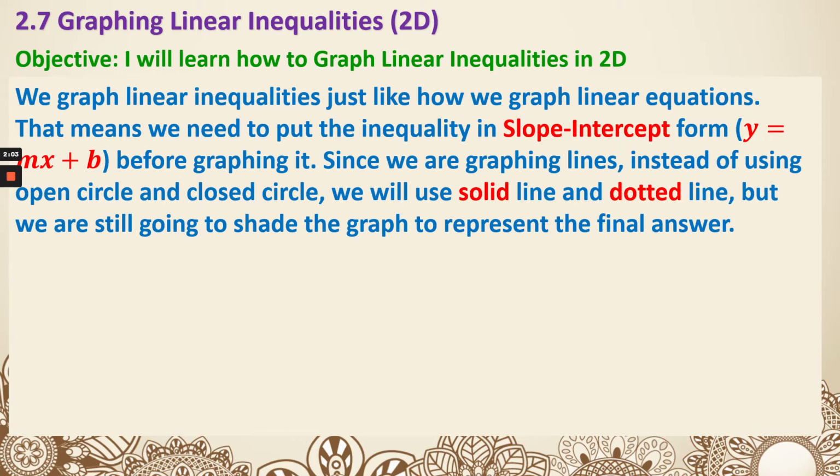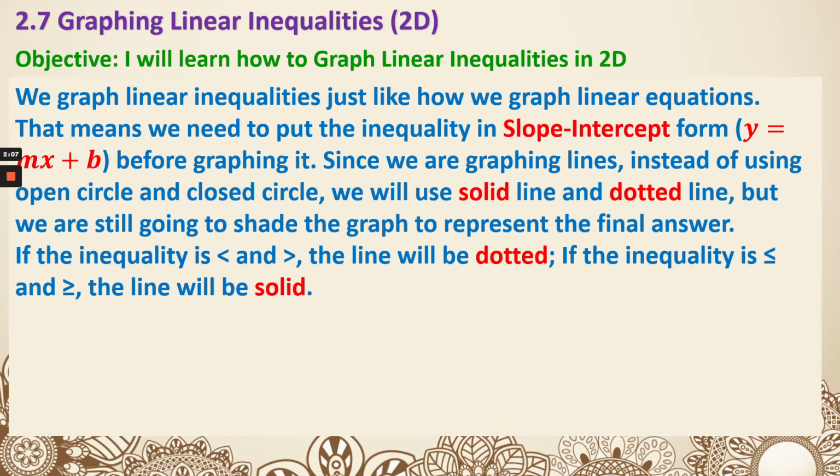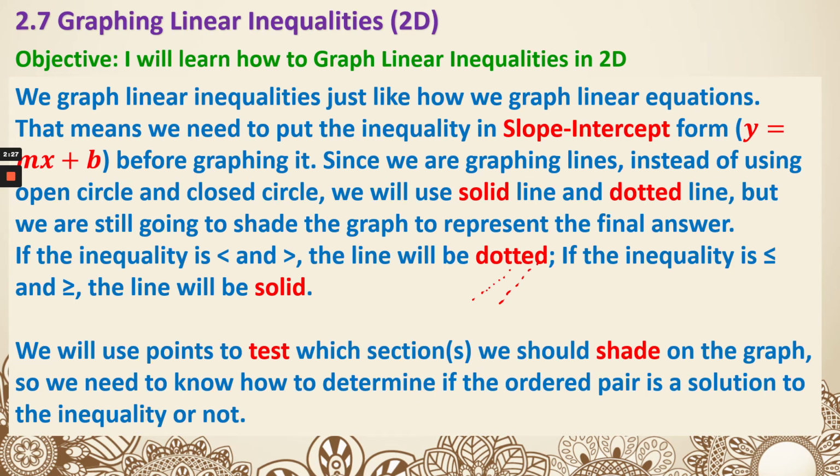But we are still going to shade the graph to represent the final answer. If the inequality is less than or greater than, the line will be dotted. If the inequality is less than or equal to or greater than or equal to, the line will be solid. A dotted line is just a line like this. You can draw a lot of dots, or you can just do short dashes. That's fine too. We will use points to test which section we should shade on the graph.